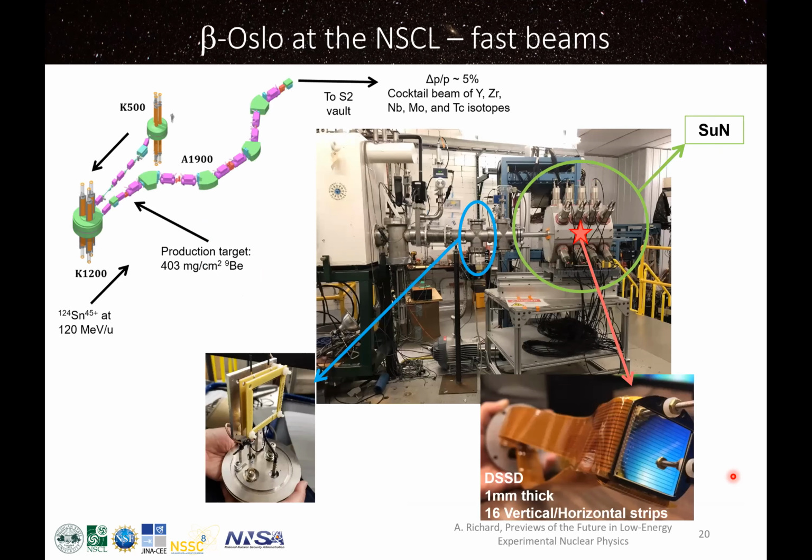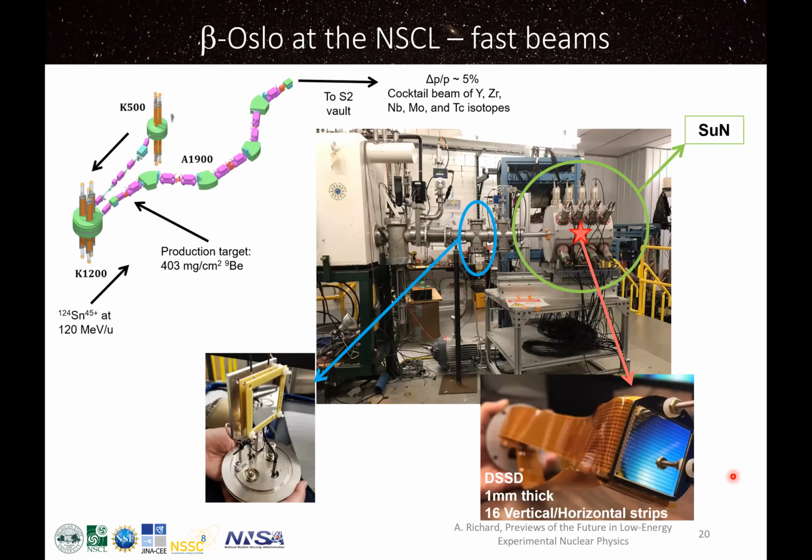We then utilize the A1900 fragment separator to purify the beam. The A1900 is composed of a series of quadrupole magnets, dipole magnets, and slits. So it allows us to isolate the beam particles that we want to be sent to our end station. We end up with a cocktail beam of yttrium, zirconium, niobium, molybdenum, and technetium isotopes that are then sent to the S2 vault.